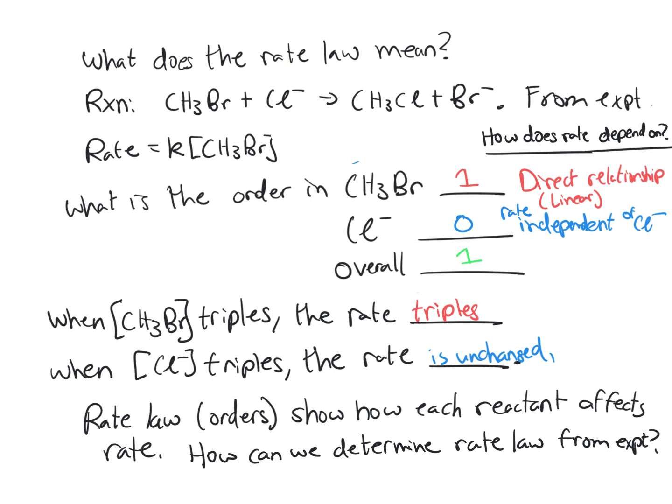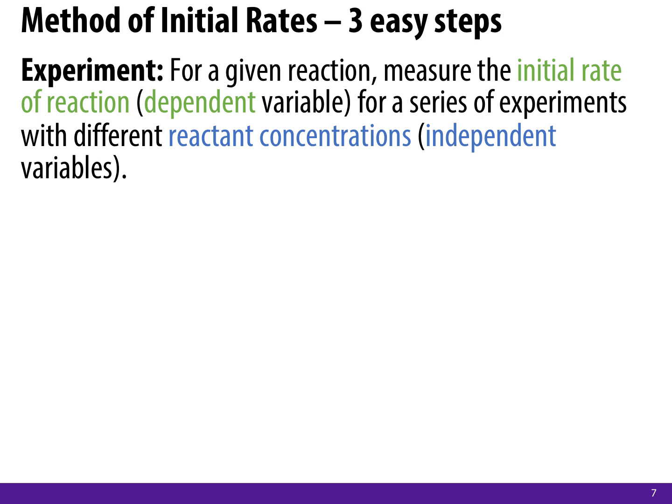How can we determine those from experiment? To do this, we'll use the method of initial rates, where we'll run experiments where we measure the initial rate of the reaction, so just for the first few seconds or minutes after starting it. That'll be our dependent variable. For experiments where we're going to vary the reactant concentrations, those are our independent variables. Very much like a high school or middle school science project, where when we want to look at multiple variables, we need to just vary one at a time.